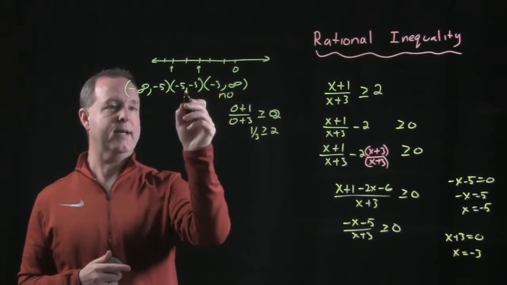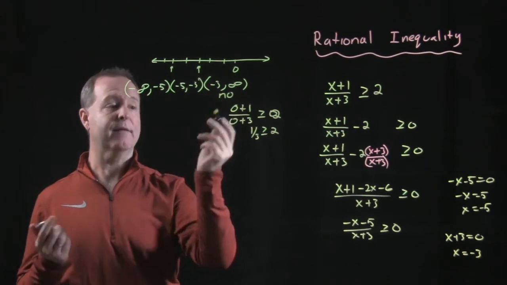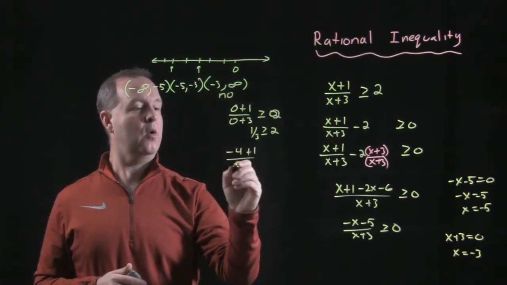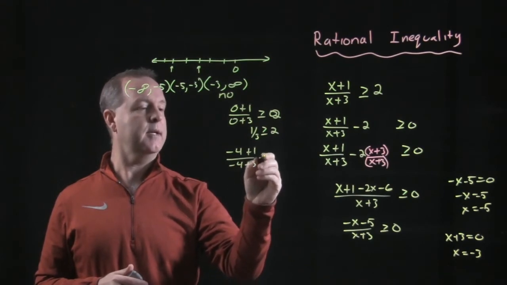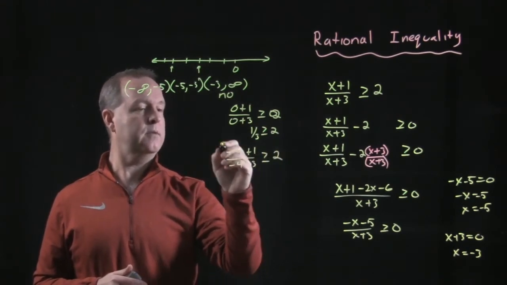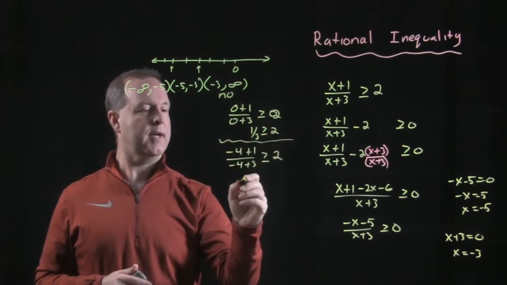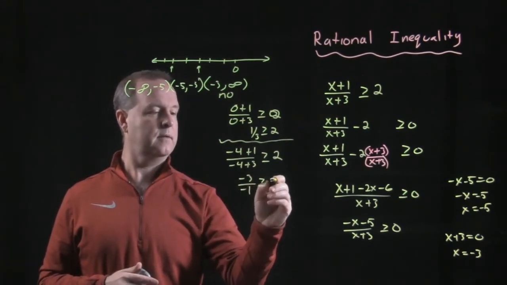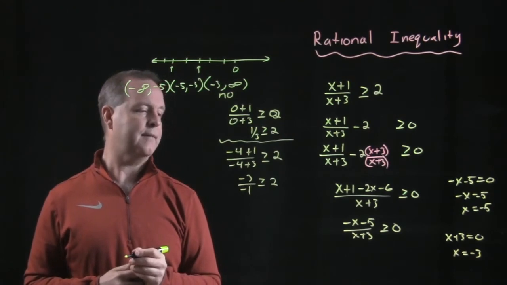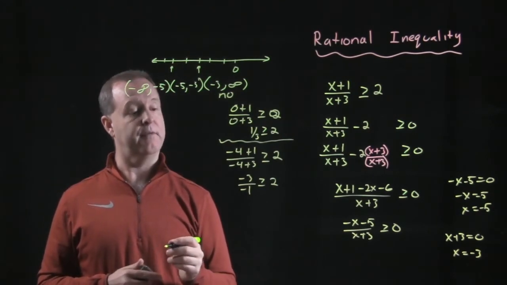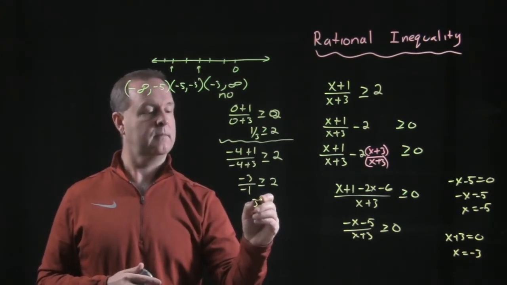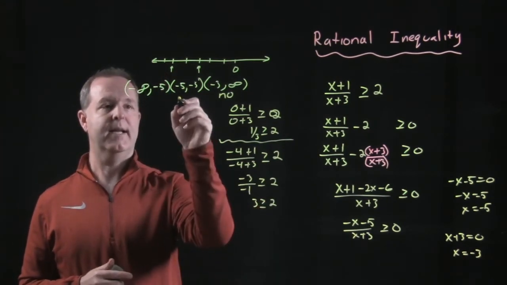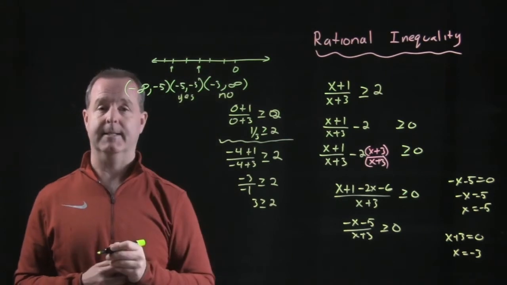Let's try a test point now in the second section, and let's try negative 4. So negative 4 plus 1 over negative 4 plus 3. Is that greater than or equal to 2? So I have a negative 3 over a negative 1. Negative 3 over negative 1 is a positive 3. Is 3 greater than or equal to 2? So the second section produces a yes.